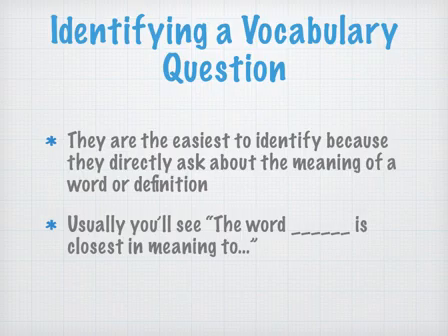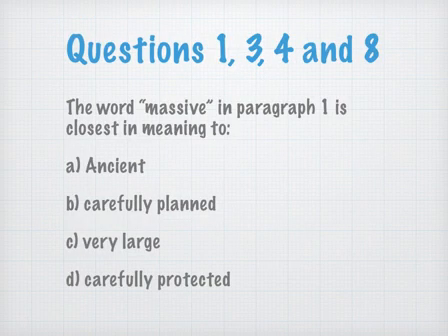To begin with, we're going to be looking at the reading passage and we're going to be analysing questions 1, 3, 4 and 8. So the first question, as we can see straight away, it's very, very straightforward. The word massive in paragraph 1 is closest in meaning to A, ancient, B, carefully planned, C, very large, or D, carefully protected. So let's have a look at the reading.